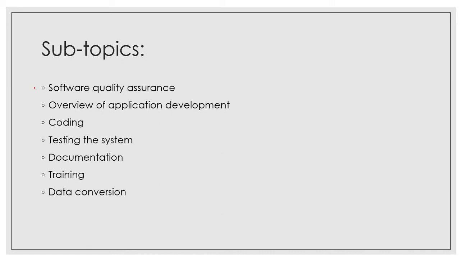The first one is software quality assurance. Second, the overview of the application development. Third is the coding. Fourth is the testing of the system. Fifth, documentation. Sixth, training. And finally, data conversion. In this video, I'm going to cover only the first 3 subtopics.